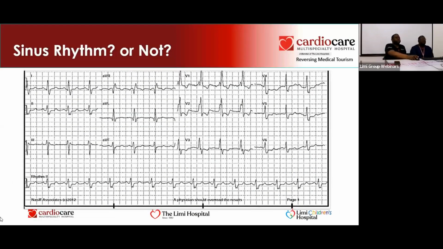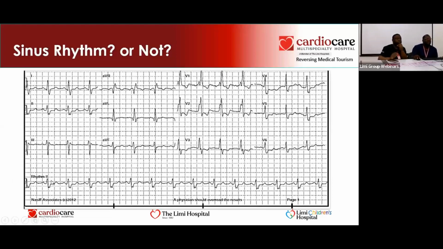All right, Dr. Leko, over to you. So is this a sinus reading or not? Stick to those five basic principles. Don't be distracted by the other things you are saying. Just look at your P wave. Is the RR interval regular here? The question is yes or no.